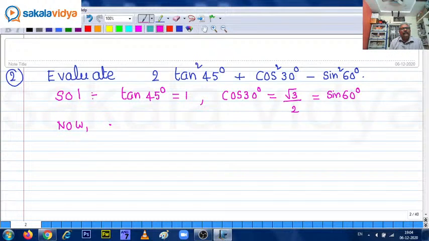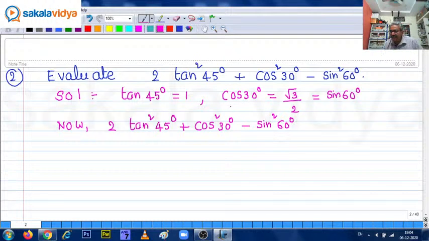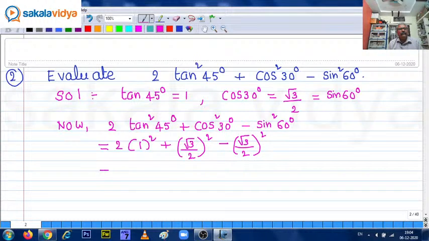Now 2 tan square 45 degrees plus cos square 30 degrees minus sin square 60 degrees. Just substitute and simplify, then you will get the answer. 2 times tan 45 is 1 square, plus root 3 upon 2 whole square, minus root 3 by 2 whole square. So 2 times 1 square is 2, plus 3 upon 4 minus 3 upon 4, both get cancelled. So we have 2 plus 0 equal to 2.